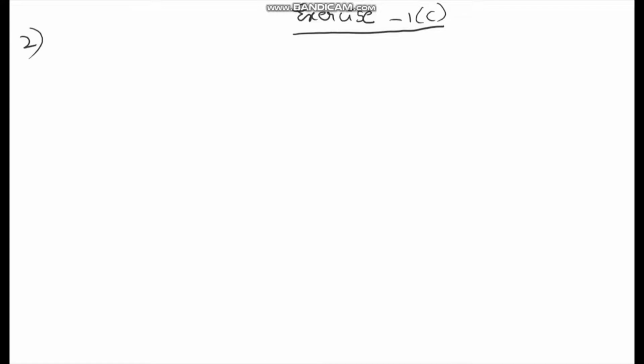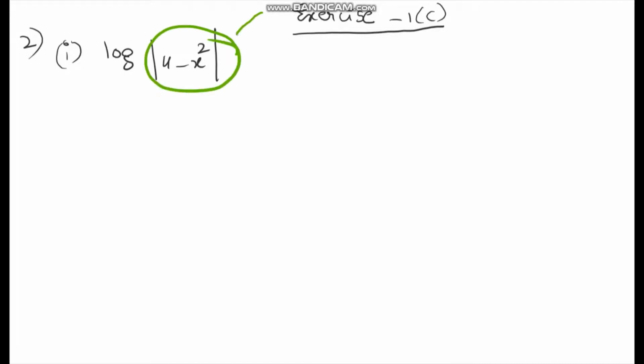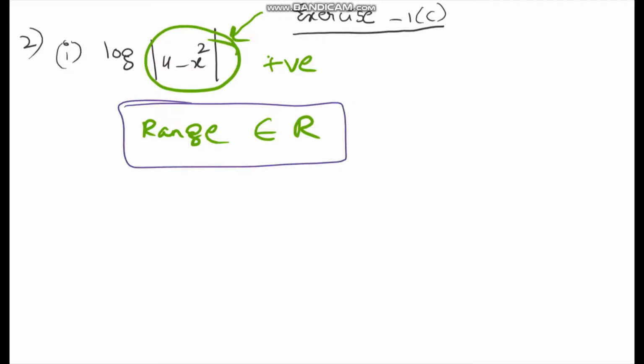Second bit, first question. Find the range of the following real valued functions. First, log of 4 minus x squared. Here this is mod of 4 minus x squared, so it is always positive. The range can be any real number, because log of all the positive numbers gives all the real numbers. So range equals any real number.